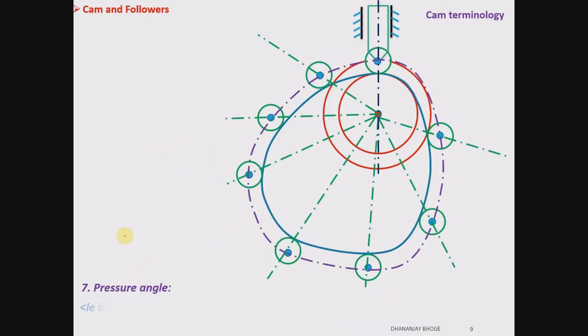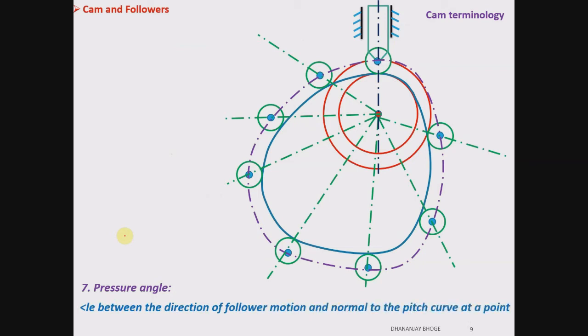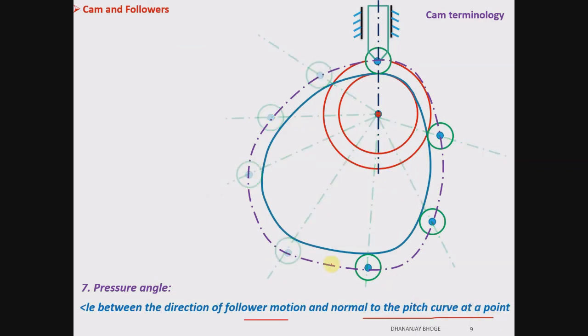Now pressure angle, it is angle between the direction of follower motion and normal to the pitch curve at any point on the pitch curve. Okay. So I will show one more line of action of the follower at this particular instant. At the point where this line of action intersects the pitch curve, let us draw a tangent to the pitch curve. Then if we draw the normal to this tangent, the angle between this normal and the line of action shown in green color is called as the pressure angle.